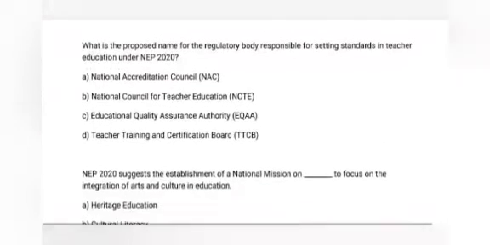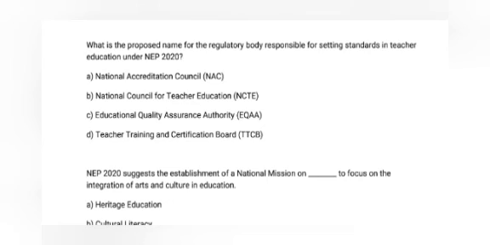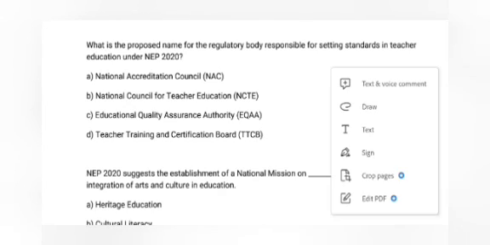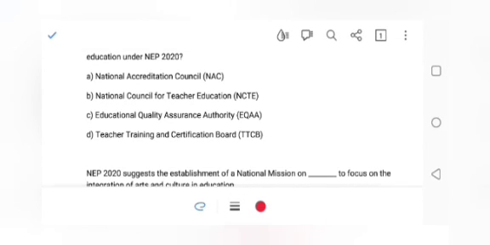Next, what is the proposed name for the regulatory body responsible for setting standards in teacher education under NEP 2020? National Accreditation Council, NAC. National Council for Teacher Education, NCTE. Educational Quality Assurance Authority, EQAA. Teacher Training and Certification Board, TTCB. So it will be NCTE, National Council for Teacher Education.